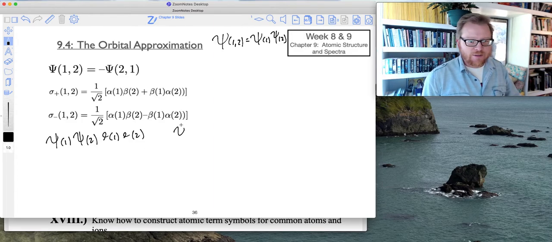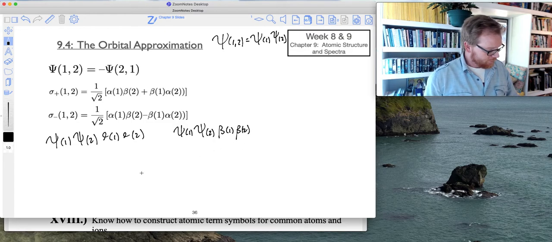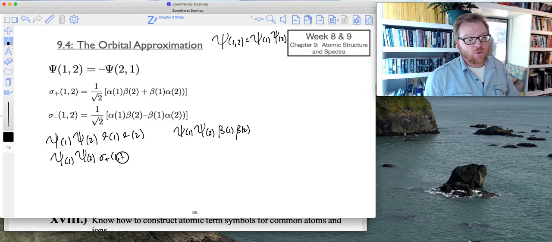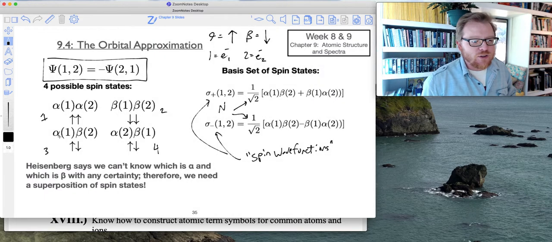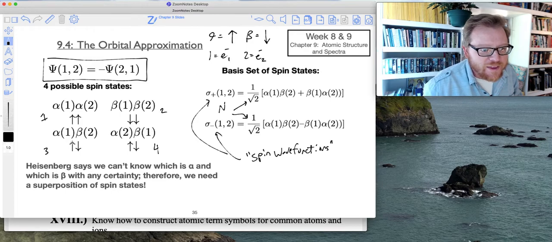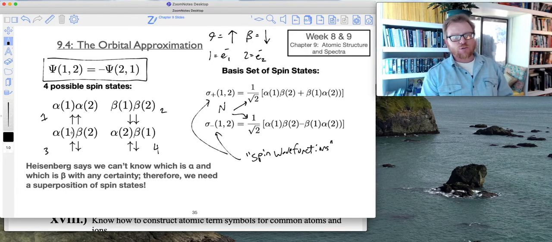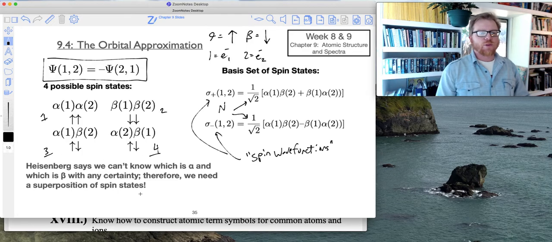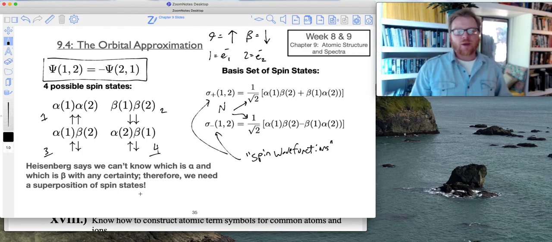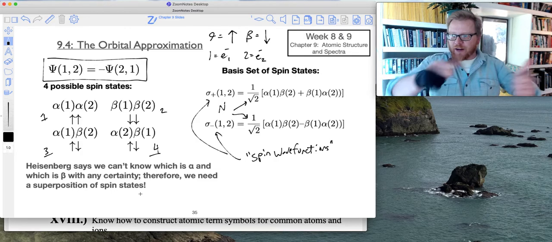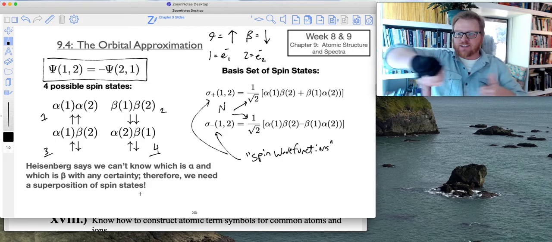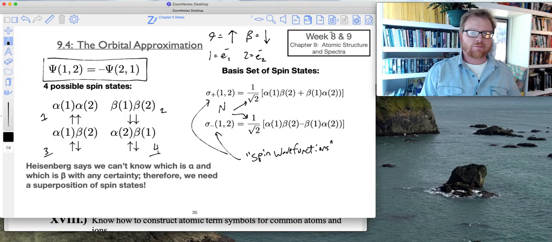Another possibility is psi 1, psi 2, and beta 1, beta 2. That other possibility is now psi 1, psi 2, and the sigma plus 1, 2. So the superposition, and excuse me, I said that with this state number 3, so it's really both state number 3, this third and fourth possibility that are subject to Heisenberg by switching them, right? If they're both spin correlated and we switch the states, we don't know what's going on there, okay?